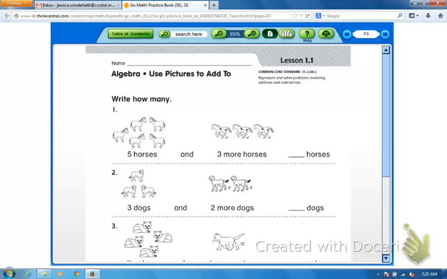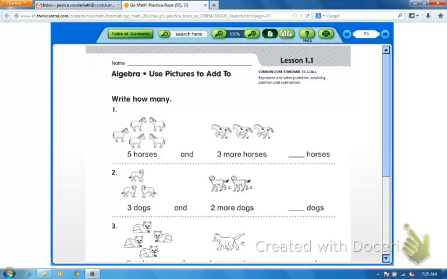For lesson 1.1, we are working on being able to use pictures to help us to add. The sign that we're using is the word "and." You can see there's not an addition sign or subtraction sign. We haven't introduced any of that yet, or even the equal sign, just the word "and." So help your child to understand the word "and" means adding two different groups together.